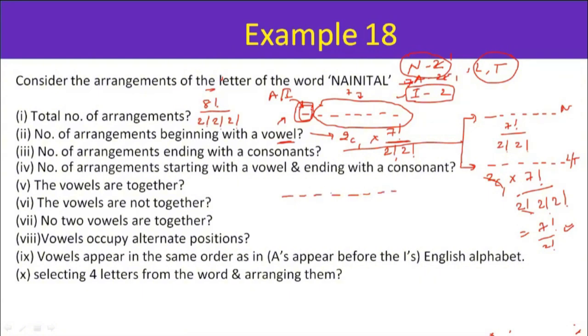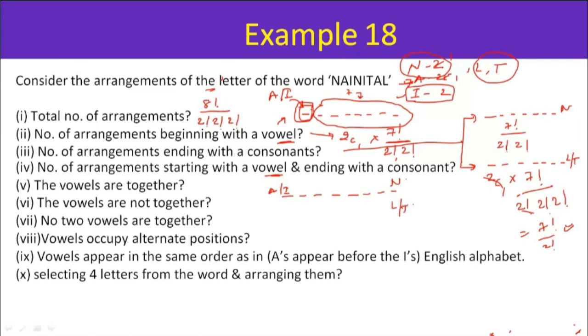Always make these dashes and then try to put something starting with a vowel, right? So again, it could be either A or I and ending with a consonant, right? So again, two cases, right? Case number one, N is here. Case number two, it is either L or T, right?